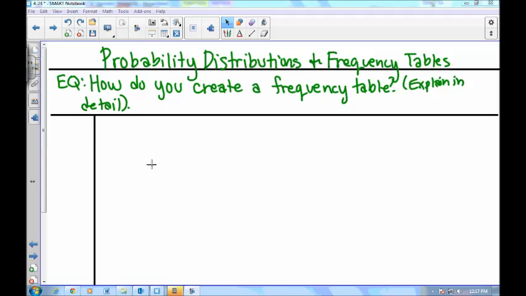Okay, probability distributions and frequency tables. Essential questions, pretty straightforward. Just explain in detail how you would create a frequency table, which technically we actually did last time, but you just didn't know that it was called a frequency table.